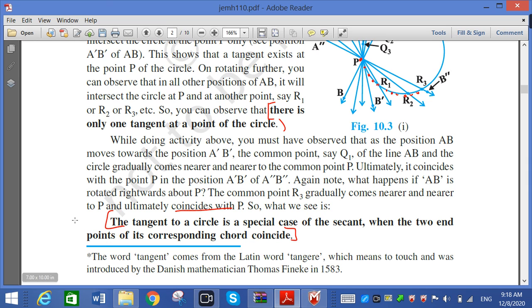Again, it's important. So this is the third point. First paragraph we already have. A tangent to a circle is a special case of secant when two endpoints of its corresponding chord coincide. Now the word tangent comes from the Latin word tangere, which means to touch, and was introduced by Danish mathematician Thomas Fincke in 1583. So we have cleared the concept related to secant, tangent, chord and circle.